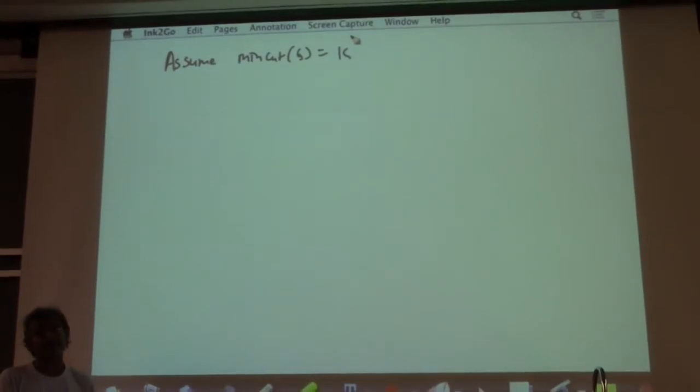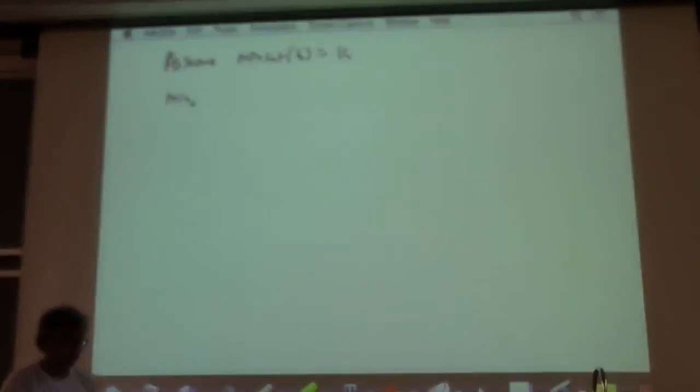And here's the idea. Suppose the min cut is k. Can any vertex have degree less than k? No. If any vertex had degree less than k, that would be the min cut. You just cut off all the edges around it. So if the min cut is k, we know that the minimum degree of a vertex is greater than or equal to k.